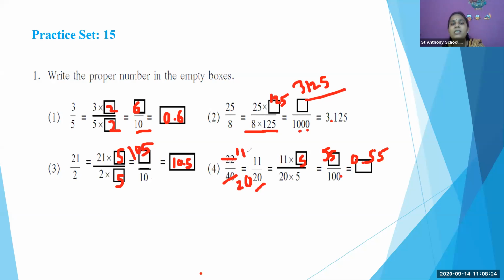Then I will convert the numerator and denominator to its lowest form. If I divide 22 by 2 and 40 by 2, I will get the answer 11 upon 20. Now 20 into 5 is 100. If the denominator gets multiplied with 5, I must multiply the numerator by 5 only. 11 5s are 55. 20 into 5 is 100. If 2 zeros are there, that means 0.55 is my answer.